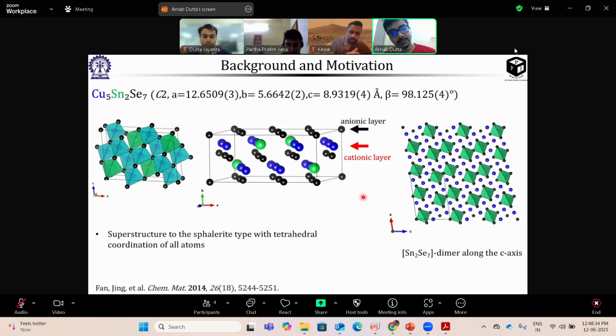So the structure is interesting because it is similar to the zinc blende type structure, where this is the anionic layer and this is the ordered cationic layer between copper and tin. And the most interesting thing is that there is a dimer present in this structure, the tin 2 selenium-7 dimer along the c-axis of the unit cell. And they said that this dimer actually behaves as a channel for the copper ion motions or something. So that is why this compound shows metal-like electrical conductivity.